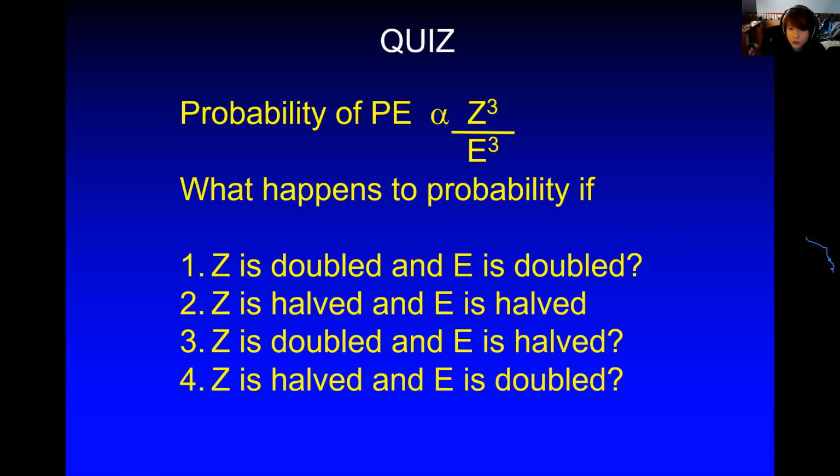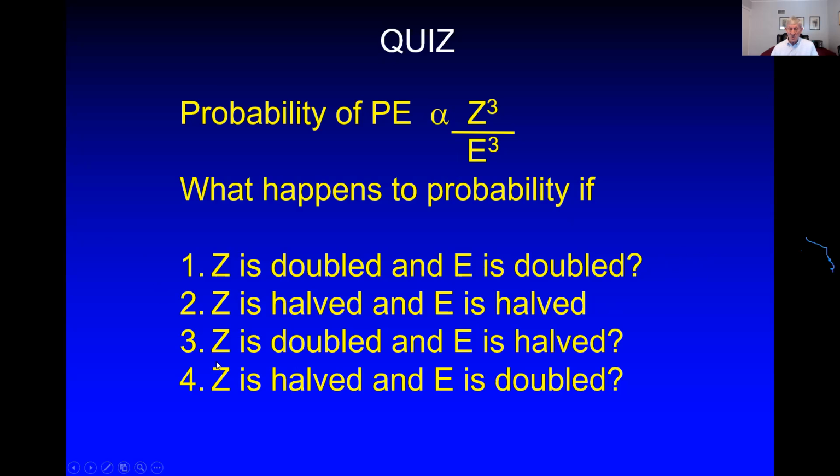No change. Excellent, right? If you double this number, that's going to be 2 cubed. This is going to be 2 cubed. They're going to cancel each other out. If you double both, no change. Let's go to the next one. What if you halve Z and halve E? Same thing, right? It's going to be 1/2 cubed over 1/2 cubed, and it's going to cancel out. So these two, numbers 1 and 2, will be no change.